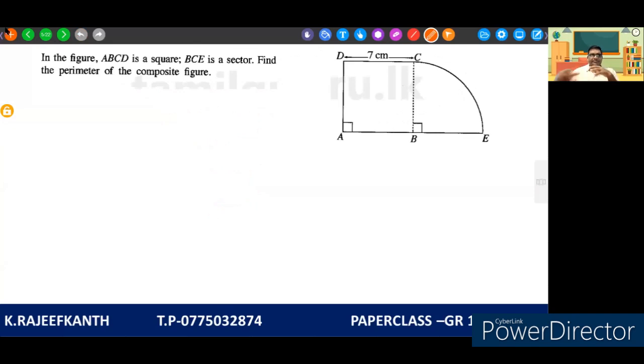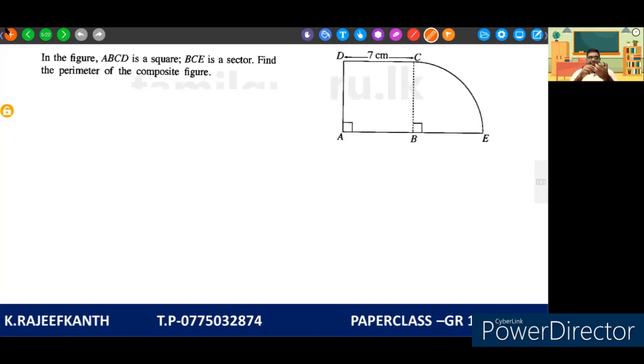Then next one. Here in the figure, ABCD is a square. BC is a sector. Find the perimeter of the composite figure. So we have to find the perimeter of this composite figure.